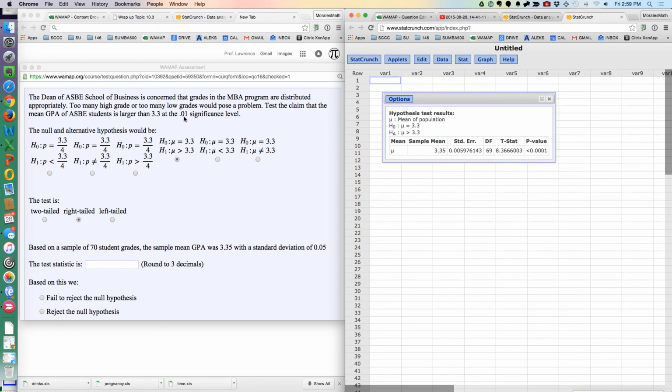So it is very unlikely that we would get a sample such as this due to just random variation. And so we have enough statistical evidence to reject the null hypothesis that the mean is 3.3, and to accept the alternative, which says that the mean GPA here in this situation is indeed greater than 3.3.